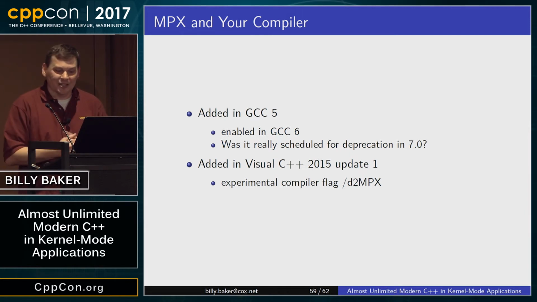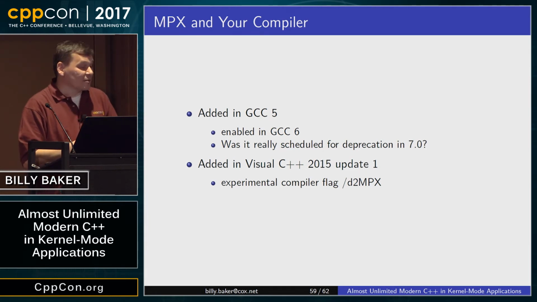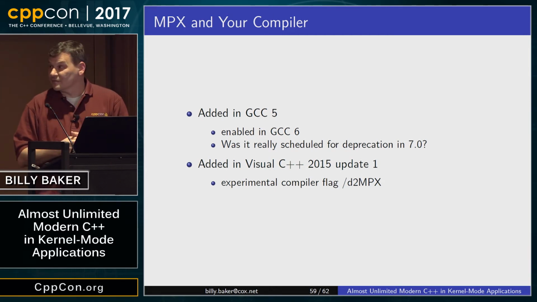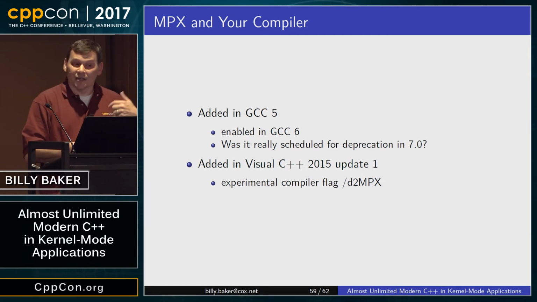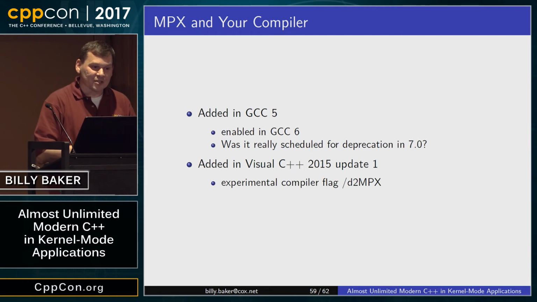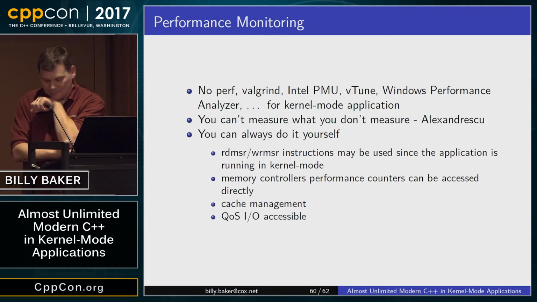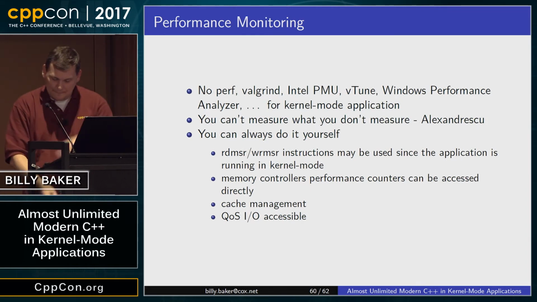If you continued on the mailing list trend, it said that it is problematic in some ways, although it did not go into details. For Visual C++, this got added in Update 1, and you can give the nice command line option there of D2MPX, as well as adding the additional resources to hook the create thread calls. So performance monitoring.